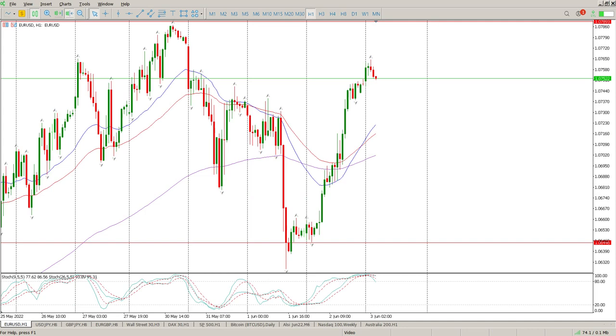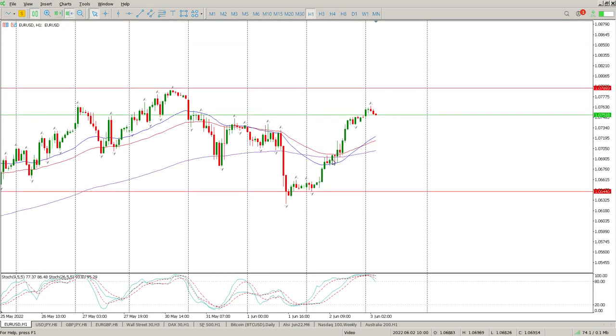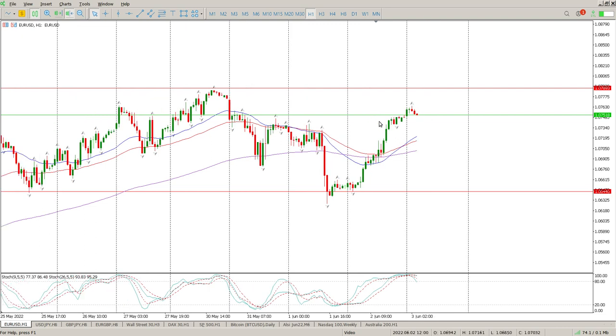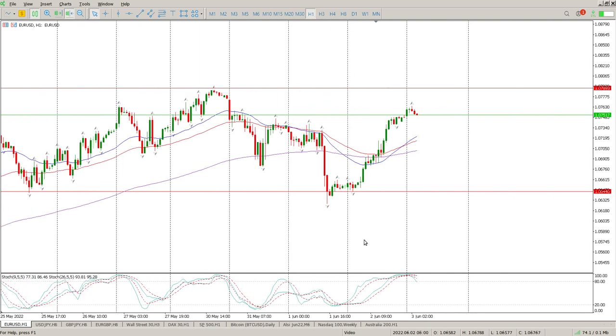At the moment on the hour, yesterday was pretty much one-way traffic once we got through the moving averages. So with non-farm payrolls coming out, I'm still sitting on the sides. This is range bound at the moment, so not really interested in this until we clear one of these areas to the upside or to the downside. So 1.07893 to the upside and 1.06446 to the downside. Those are the two areas that I'm paying attention to at the moment.